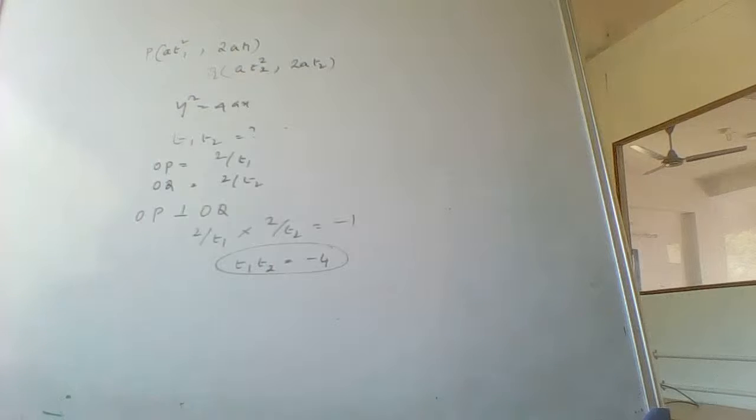So the parabola is y square is equal to 4ax, or x square is equal to 4ay. So that is a parabolic equation. Let us move on to the next parabola equation.